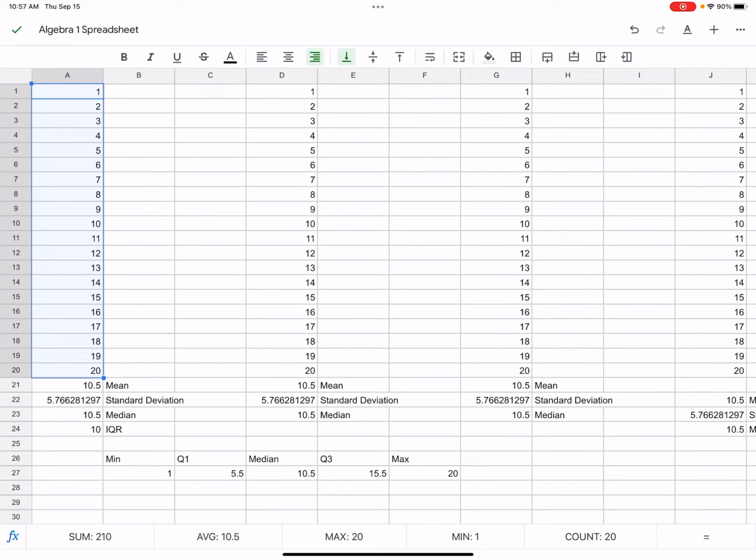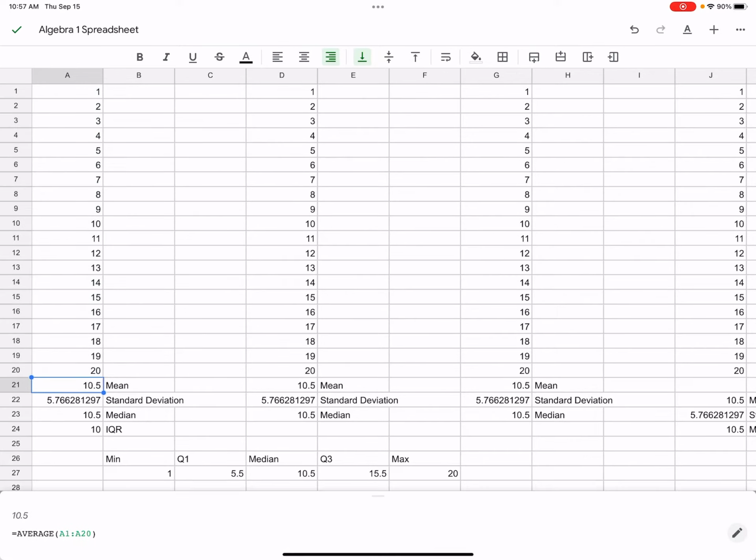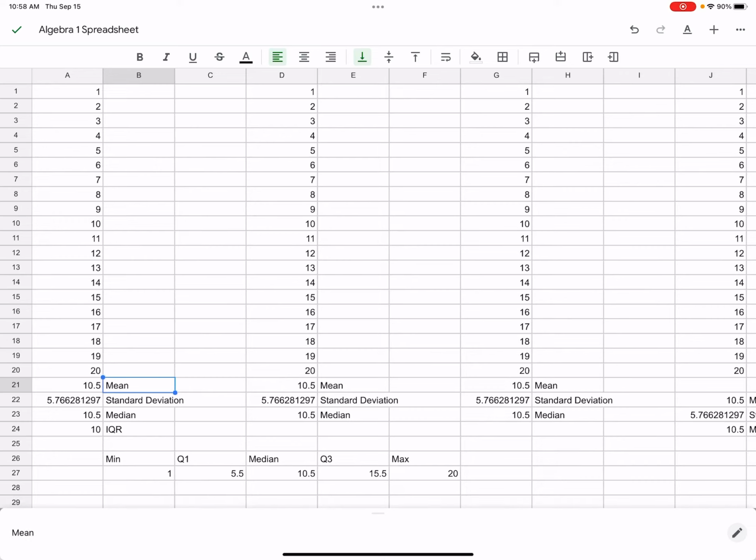So in this case, I've already put in the formula for the mean, which is equals AVERAGE, and then A1 to A20. So we have a mean of 10.5, a median also of 10.5. The standard deviation, I use the formula equals STDEV.P, and from the values A1 to A20, is 5.76, meaning that most values on average are about 5.76 away from the mean.